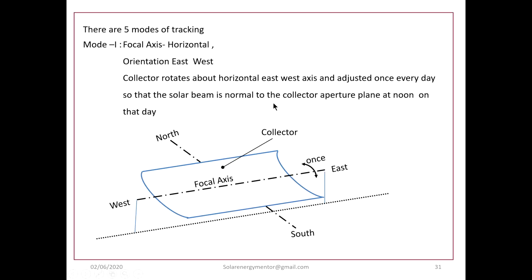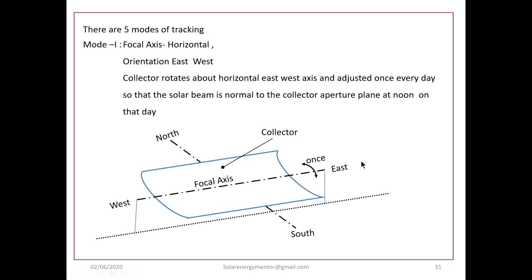And then it is rotated once. So the collector rotates about horizontal east-west axis and adjusted once every day. So this collector is adjusted once every day so that the solar beam is normal to the collector aperture plane at noon. So it is rotated like this, so that if the sun is on the southern side, then the collector aperture plane at noon on that day makes a normal incidence. So this tracking is just once every day. So this is mode 1 of tracking.